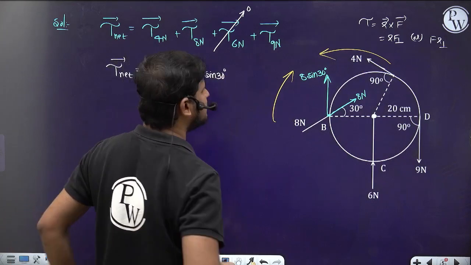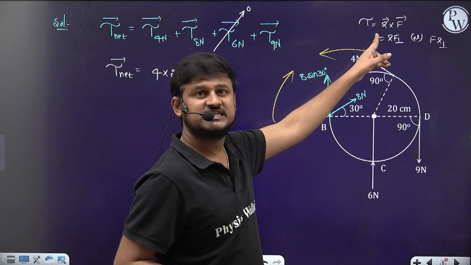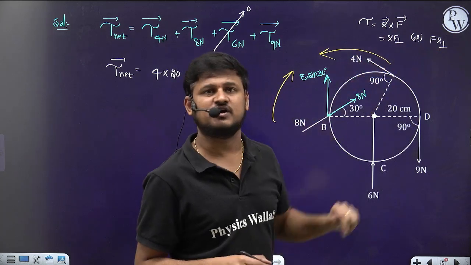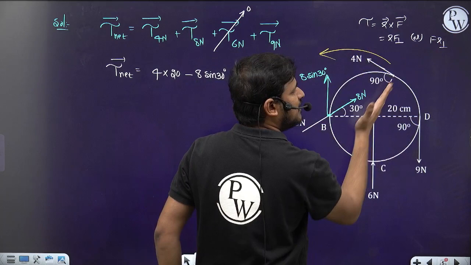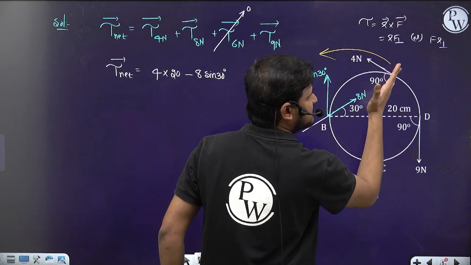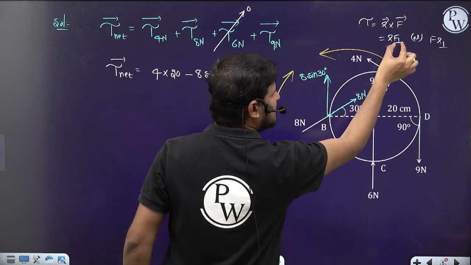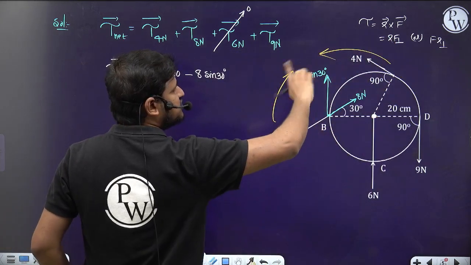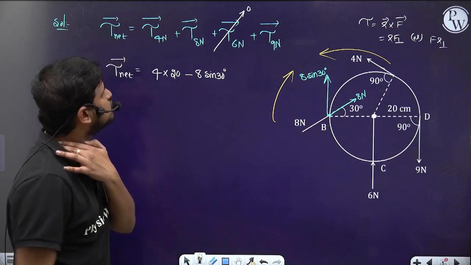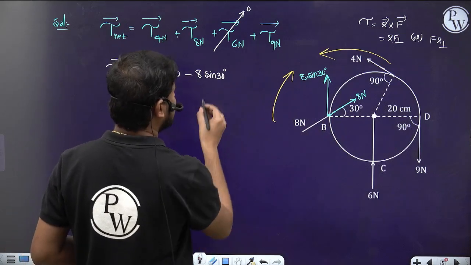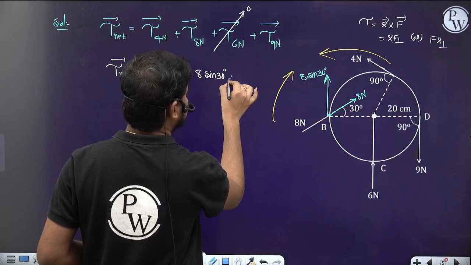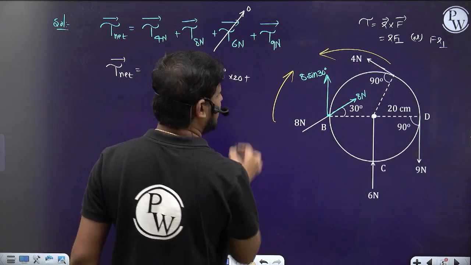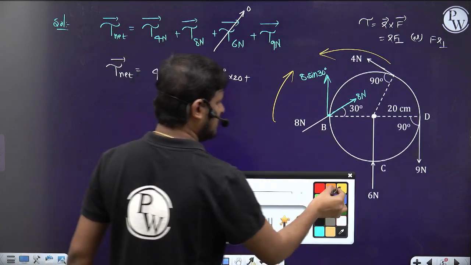You simply remember one thing: either distance into perpendicular component of force, or force into perpendicular component of distance. But here it is the perpendicular component of force into the distance r, right? As it is producing the clockwise torque, it's going to be negative. So 8 sine 30 is the force, into the distance, the radius. However, due to 6 newtons it's 0.